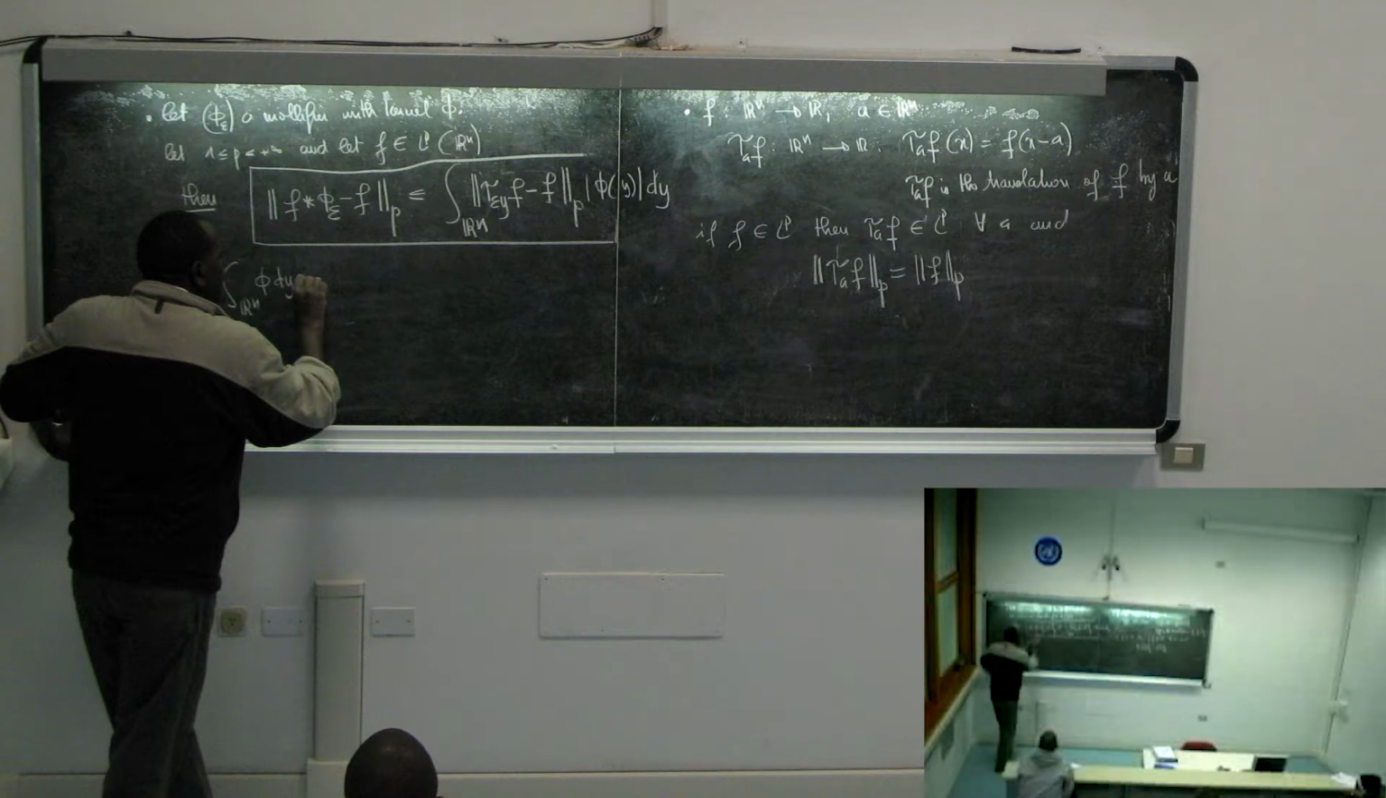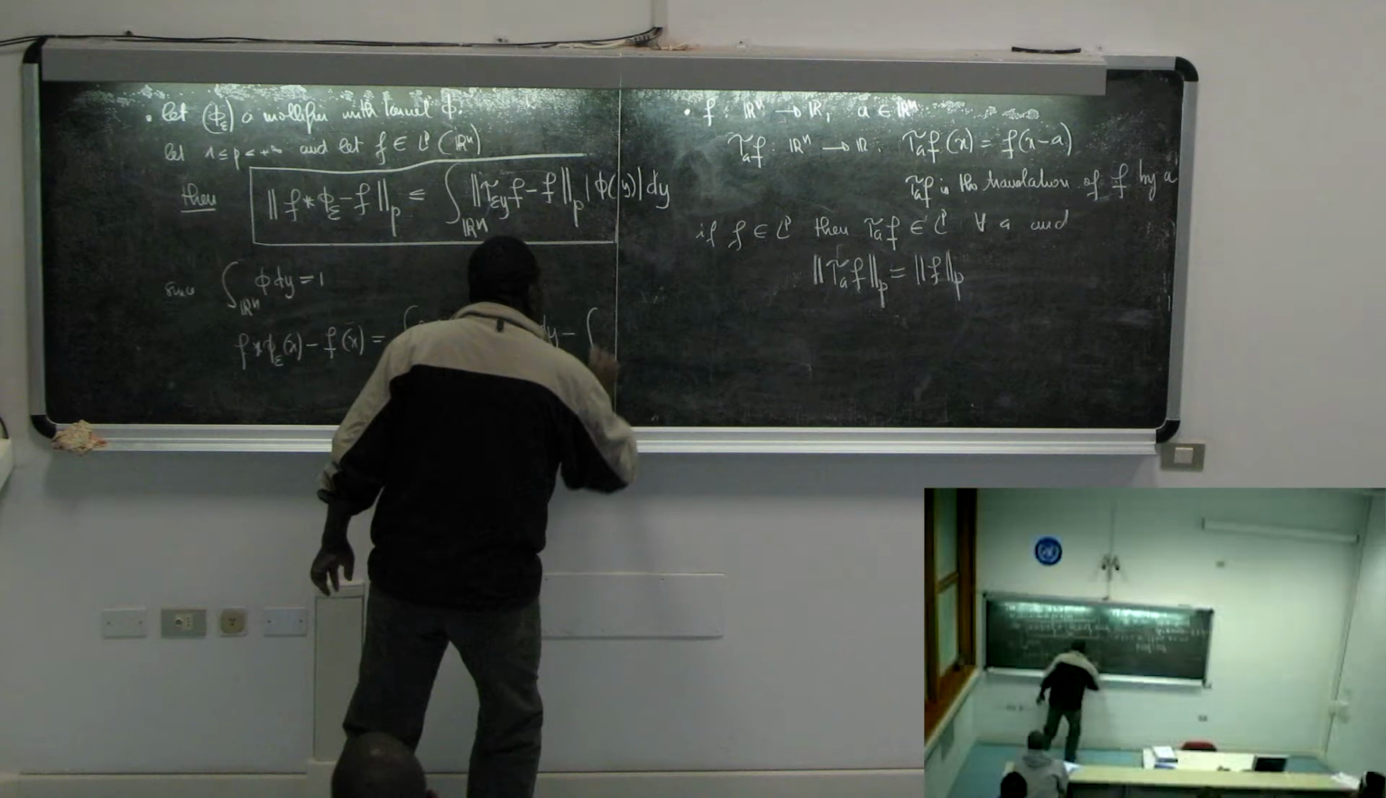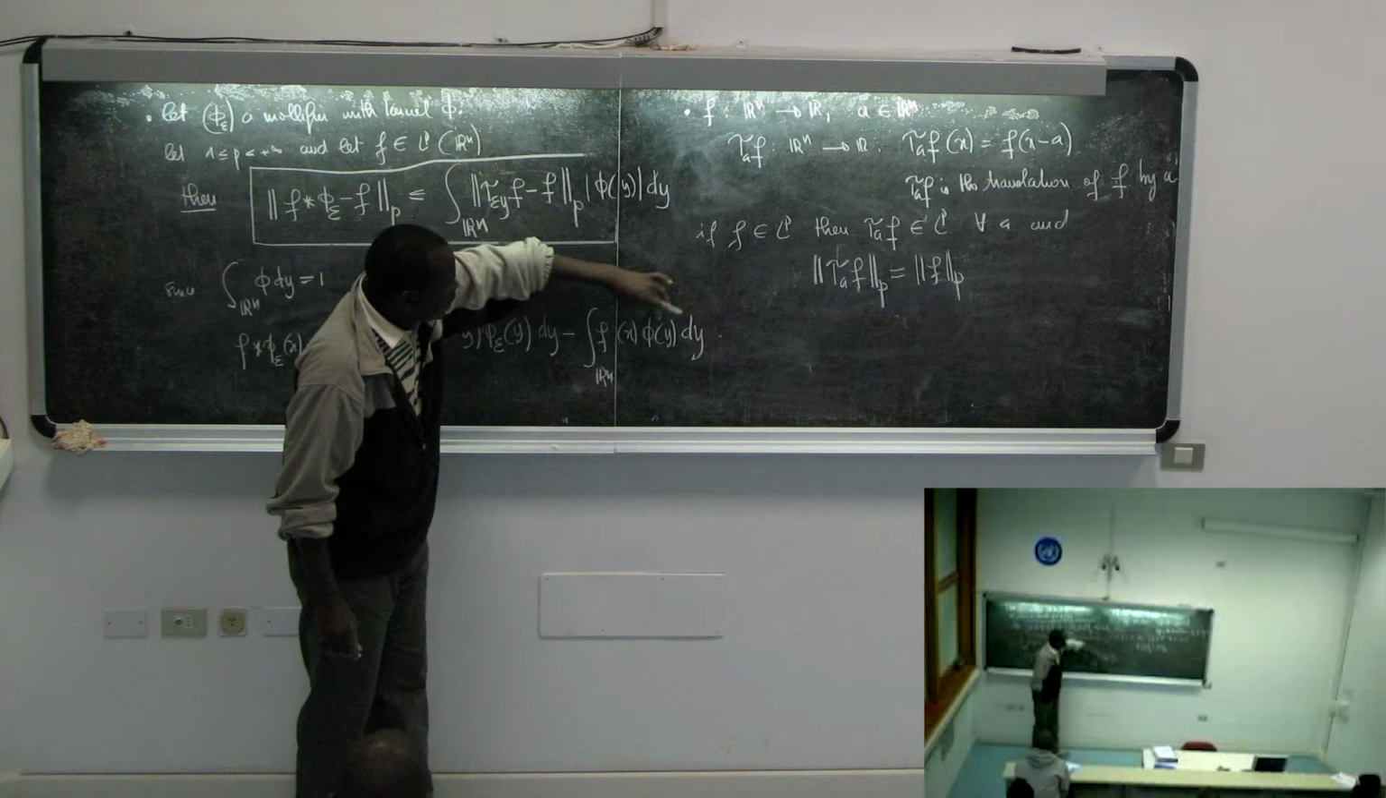So I can write first this term. I have f star phi epsilon of x minus f of x. By definition, this is the integral over Rn of f of x minus y phi epsilon of y dy, minus this integral over Rn of f of x phi of y dy. Because f of x is a constant when I integrate over y, I can bring it out. It remains the integral of phi, which is 1. So this term is exactly f of x.